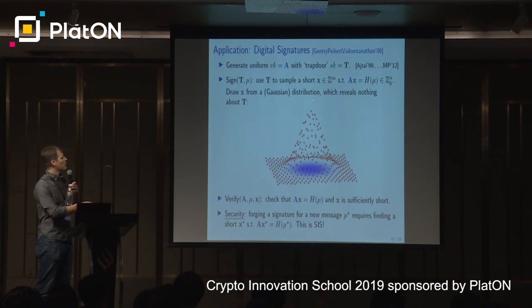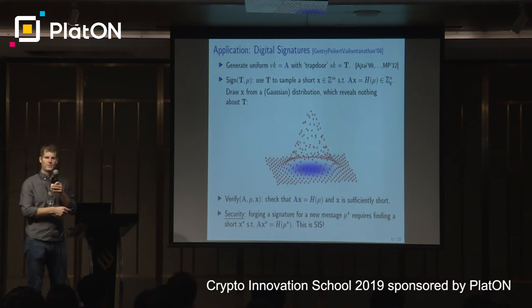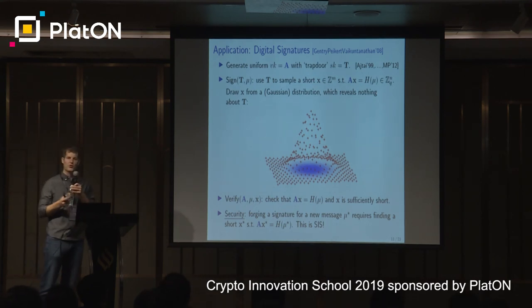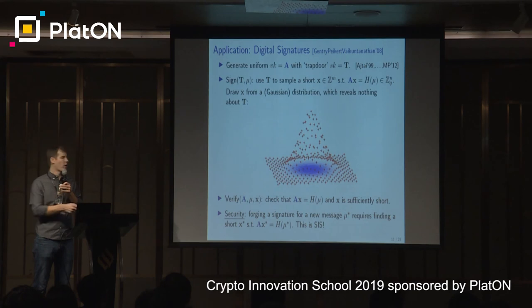we would choose a fresh random x from this distribution. And it turns out that if you get even two values drawn from this distribution, their difference lies in the lattice L perp of A. It's an easy thing to verify. And that is a short solution to SIS. And so that's actually catastrophic for security. There are a few ways that you can address this problem, because it's very bad if this happens, obviously.